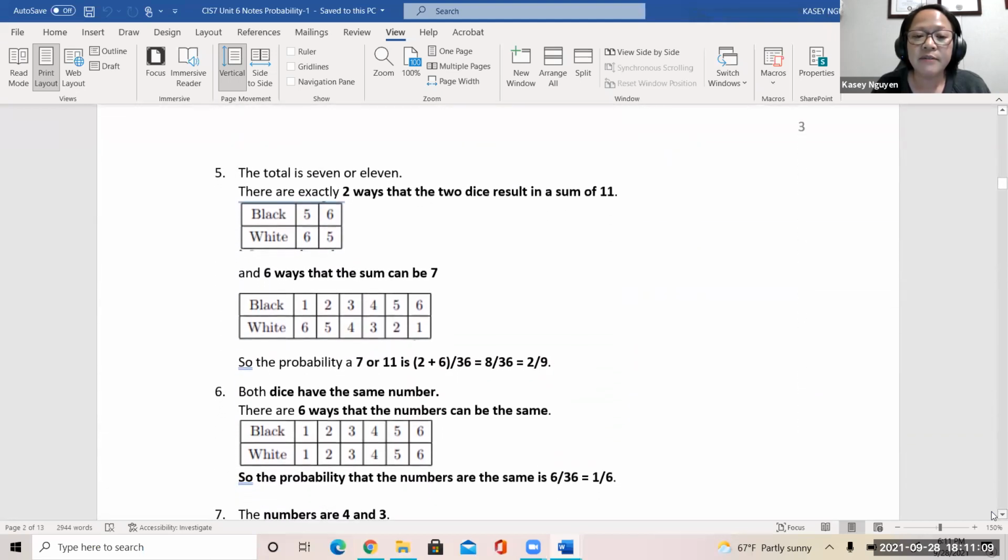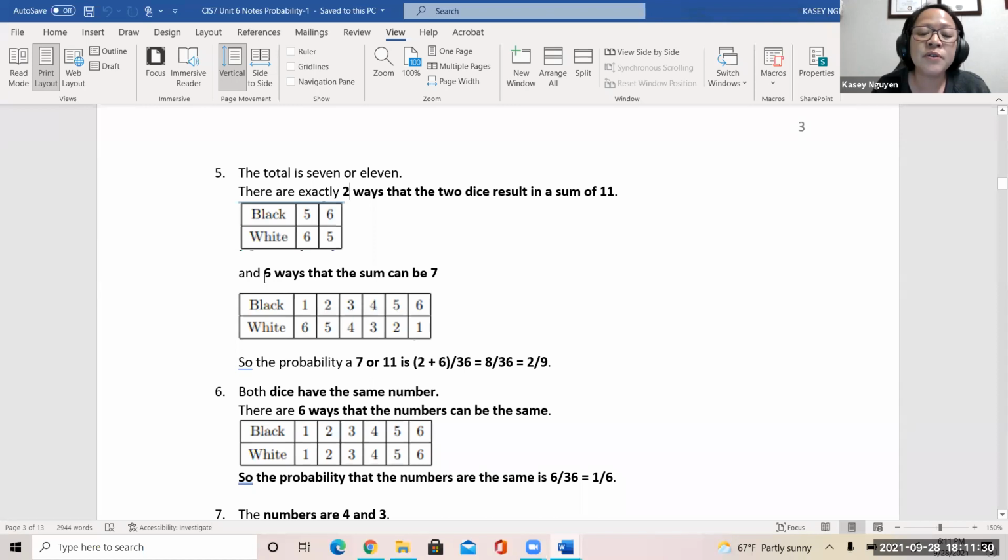So we're not done. What if we want to get 7 or 11? You know that there are some games with dice where if we get a 7 or 11, we win. So we would look at the sum of 11, which we know there will be 2 ways from the prior exercise.